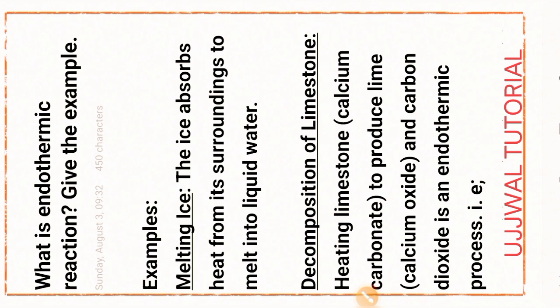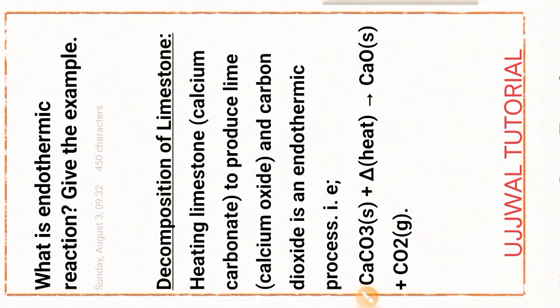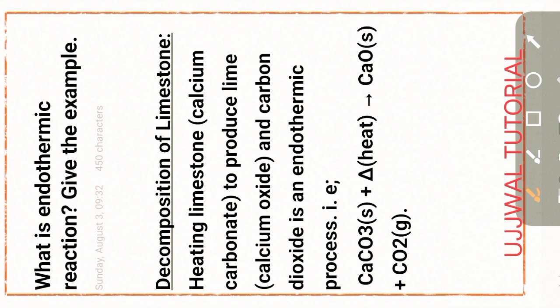Heating limestone, that is calcium carbonate, CaCO3, produces lime, that is calcium oxide, and carbon dioxide. It is an endothermic reaction process, another type of thermal decomposition reaction. For the chemical equation, calcium carbonate CaCO3, with applied heat, forms lime, that is calcium oxide CaO solid, and carbon dioxide CO2 gas. Okay, thank you.